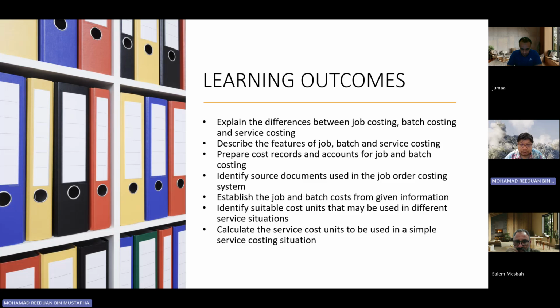And then you should identify the source documents used in the job order costing system, and be able to establish the job and batch cost from the given information. You can also identify the suitable cost units that may be used in different service situations, and calculate the service cost in a simple service costing situation.